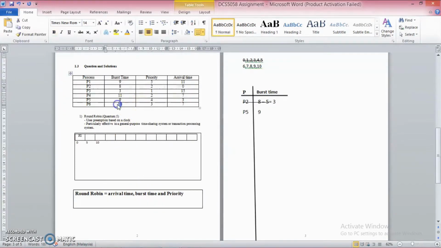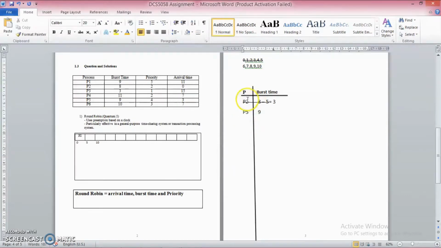So let's see here, 10 and 11. Which one is the smallest? Yes, obviously 10, right? So P6. So we already executed P2, right? Queue back the P2 here. The balance burst time is 3.